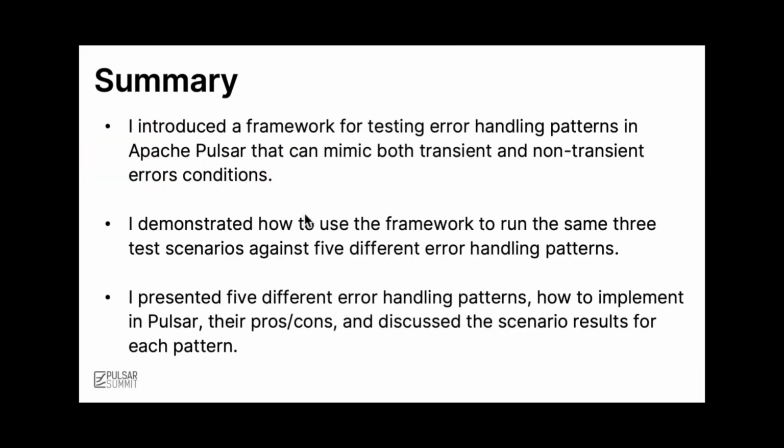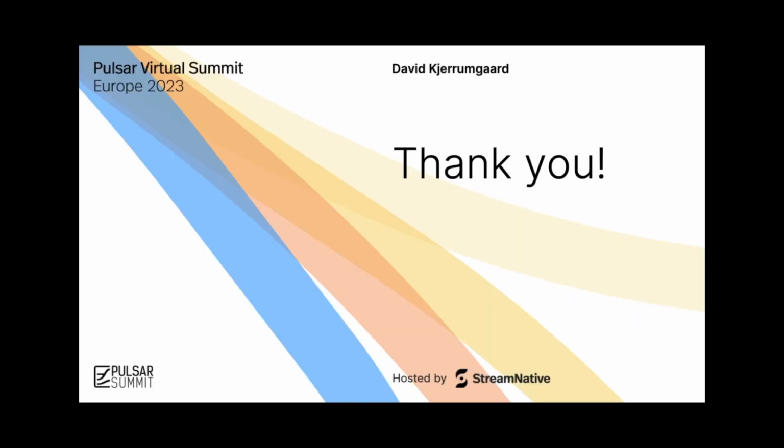So in summary, I introduced a framework for testing the error handling patterns in Apache Pulsar that can mimic both transient and non-transient error conditions, and showed how to use that framework to run the same 3 test scenarios against 5 different error handling patterns and examine some of the results. I also discussed how to implement these various error handling patterns, some of the pros and cons of each one, and some of the different use cases that would be applicable for those. And last but not least, I discussed some of these error results in detail for each individual pattern and how they lined up with our expectations. Thank you very much. Hope you enjoyed the talk.